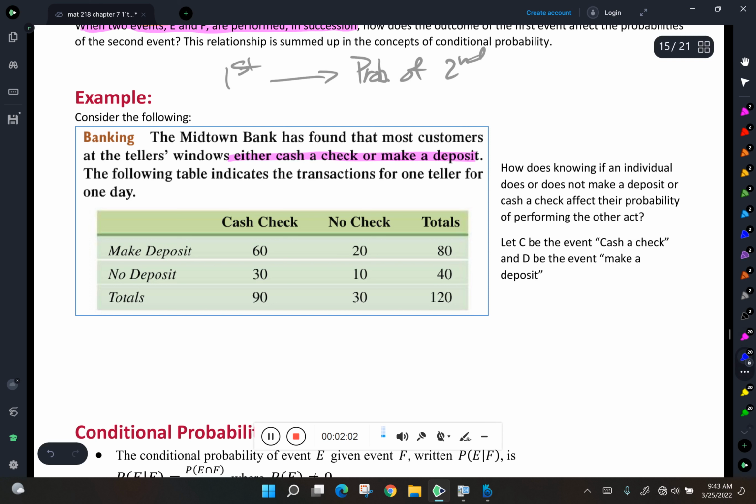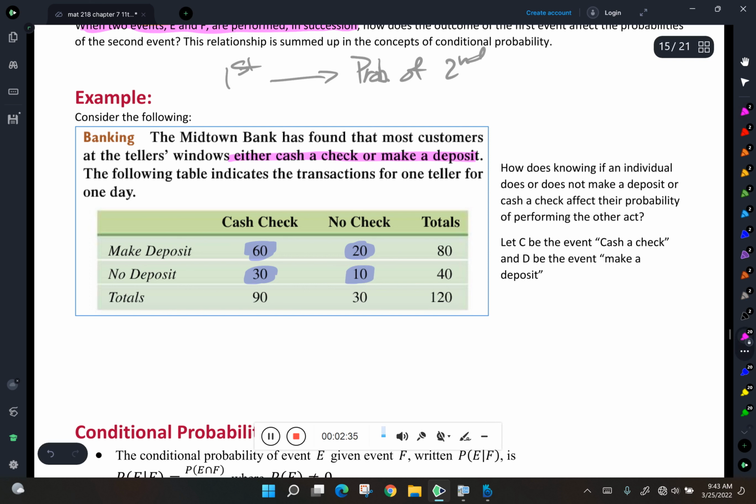If you take a look at how this table is laid out, these four numbers that I'm going to highlight here in blue are the number of people who performed the given event. And what I mean by that is each of these numbers, like this 60, isn't just one thing. It's actually a combination of two things. It's a person who made a deposit and also cashed a check. And this 10 down here, that's someone who didn't make a deposit and didn't cash a check.